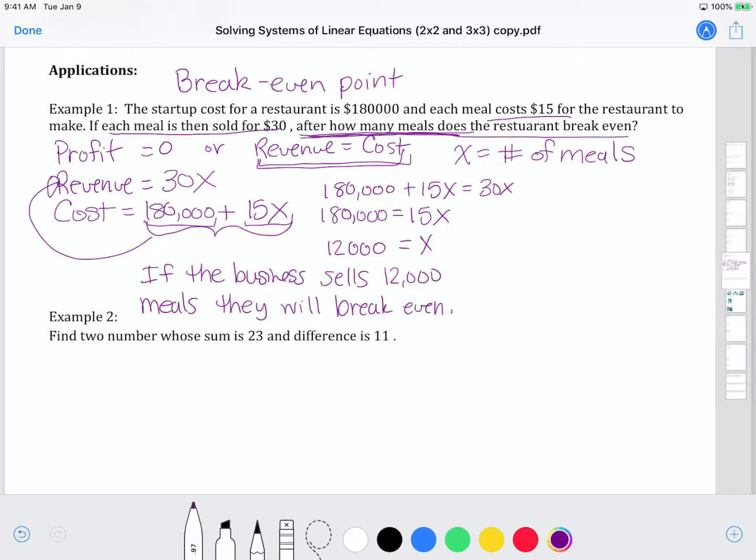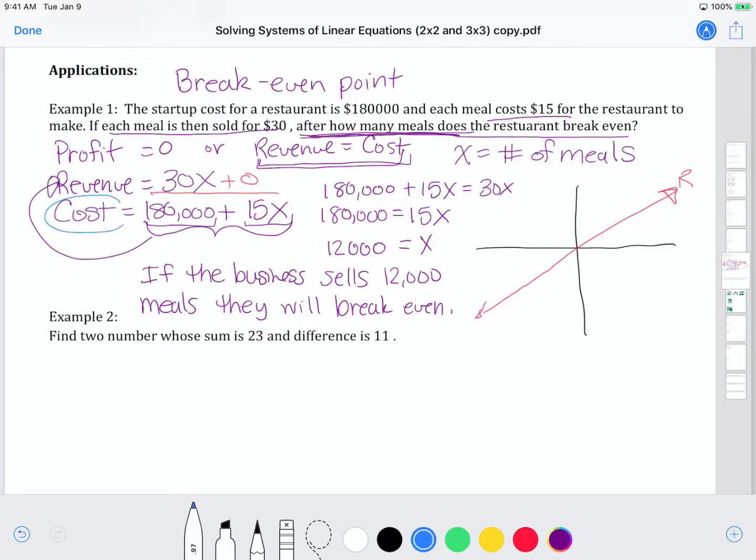Now, if we look at this graphically, if I graph the revenue function, these are linear functions, even though I don't have it in there, it's mx plus b, plus 0. I cross at the origin, and I have a slope of 30. So just a rough sketch, it's going to look like this. So there's my revenue function.